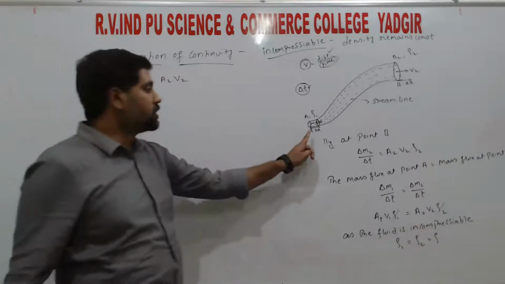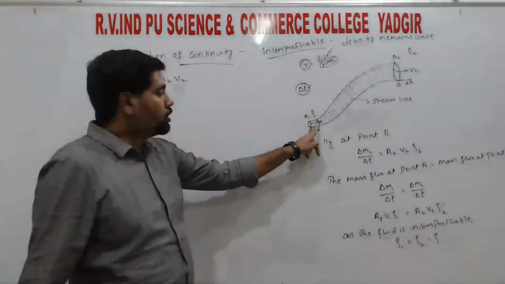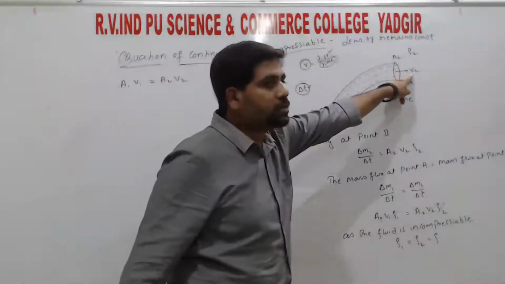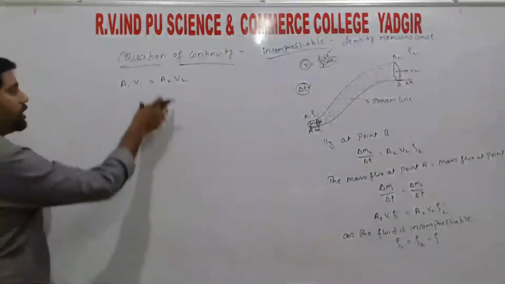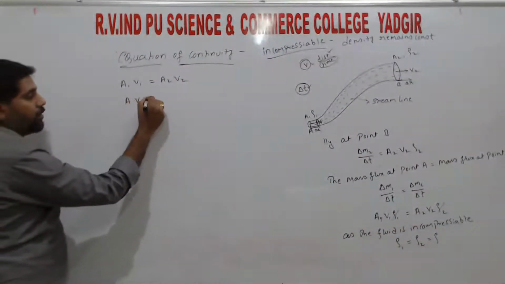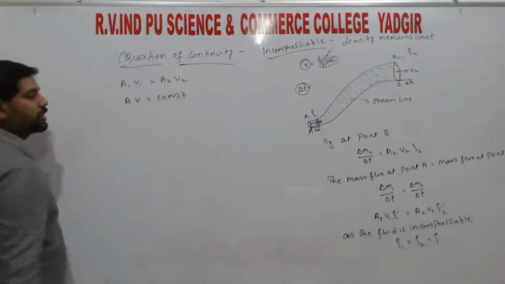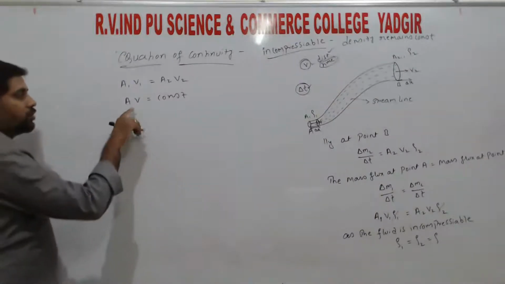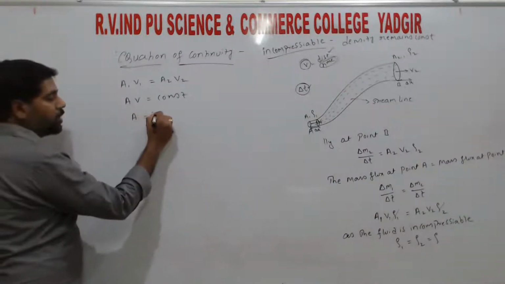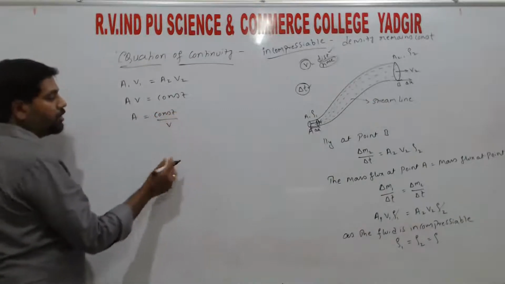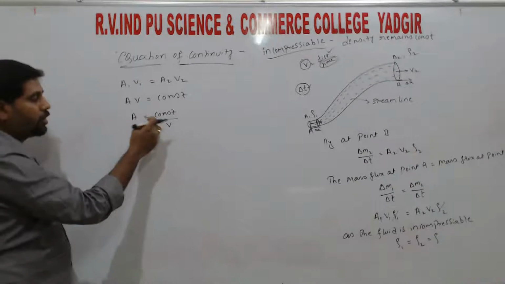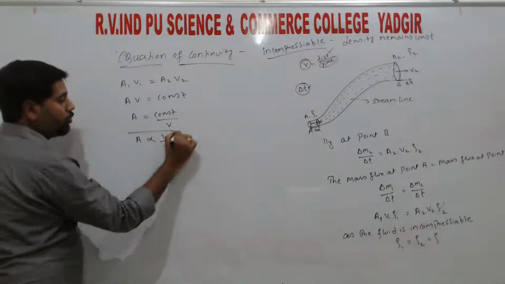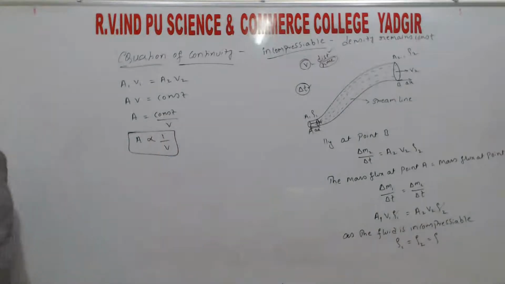So area of cross section at point A into velocity, right? That is equal to area of cross section at point B into that velocity, A2 V2. So this we can commonly write as AV is equal to constant. So in general we can write A into V is equal to constant. So we can write A is equal to constant divided by V. So if we send V to the RHS, it comes in the denominator. So A is inversely proportional to V. So this is the equation of continuity.